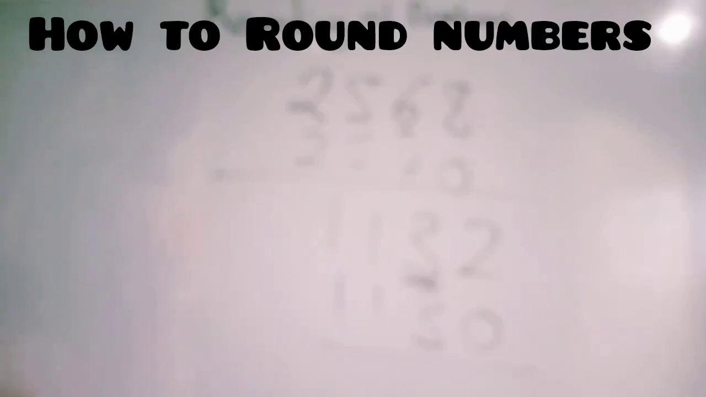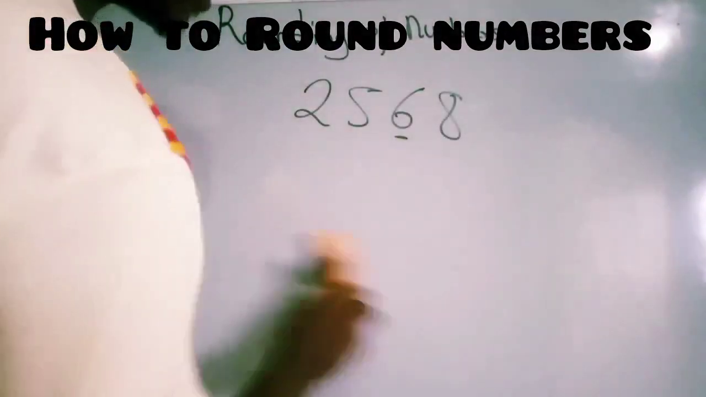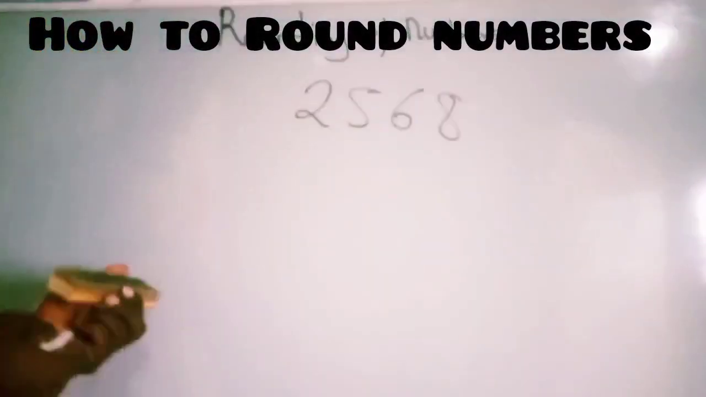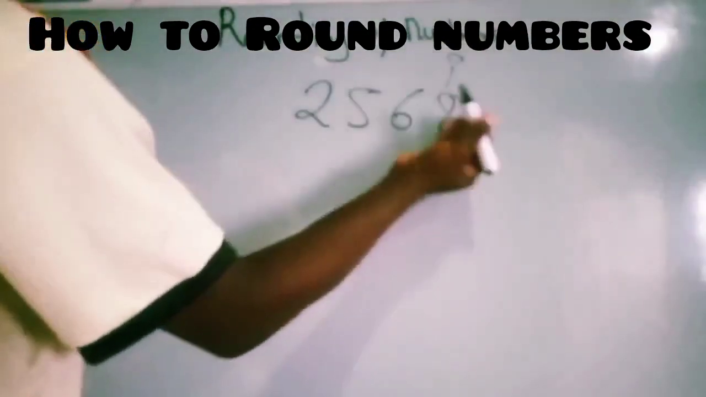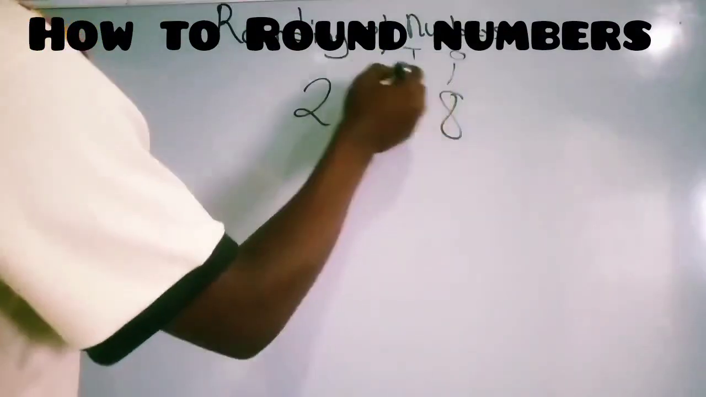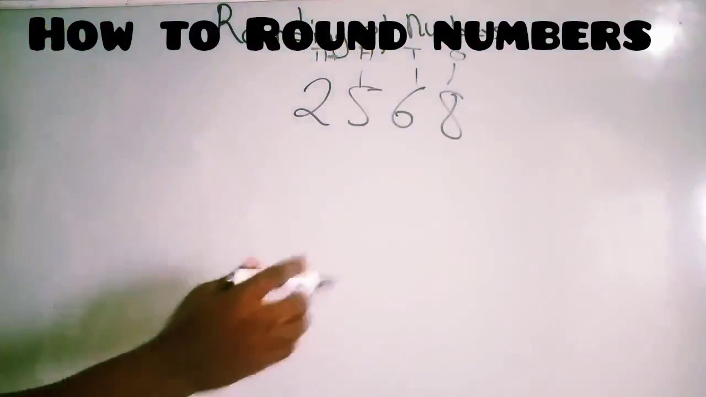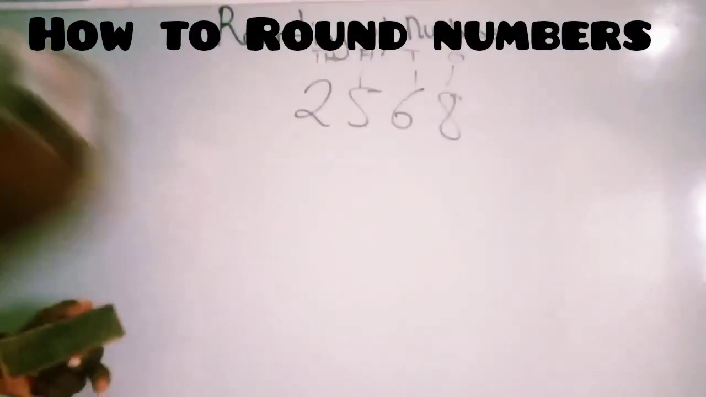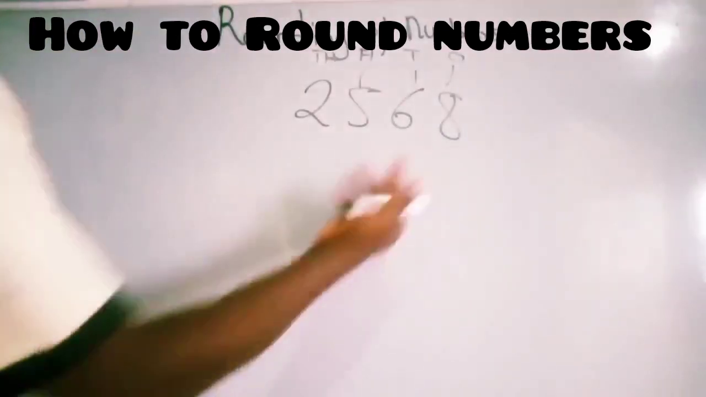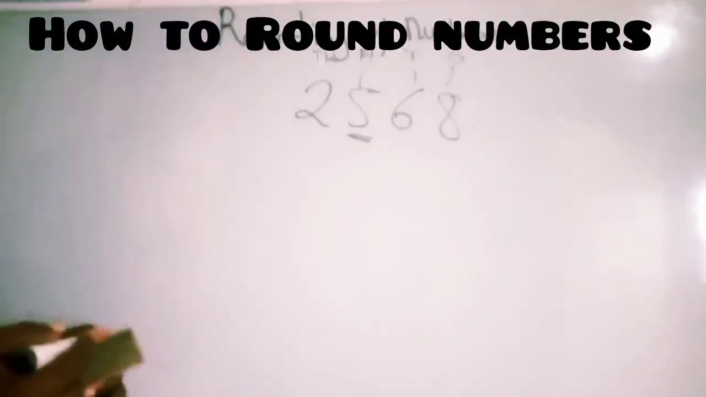Now let's look at how to round numbers to the nearest 100. To the nearest 100, you're going to use the first example. And as usual, you shouldn't forget that this is your ones column, the tens column, the hundreds column, and then the thousands column. Now, in this case, we are supposed to round the numbers to the nearest 100. This is ones, 10, 100. So we should be working on this digit.